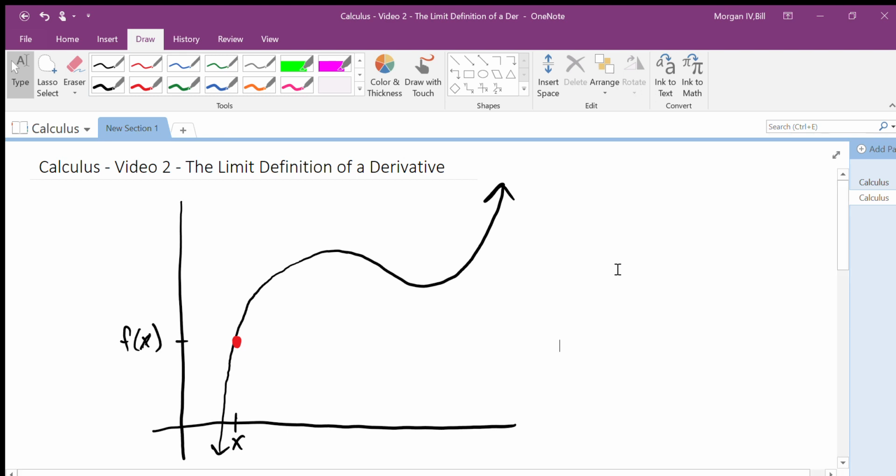Okay, calculus, video 2, the limit definition of a derivative. All right, so this is when we start diving into finding out what a derivative is, and we're starting with the most basic definition, the limit definition of a derivative. It revolves around the secant line, tangent line difference that we were talking about back in video 1.